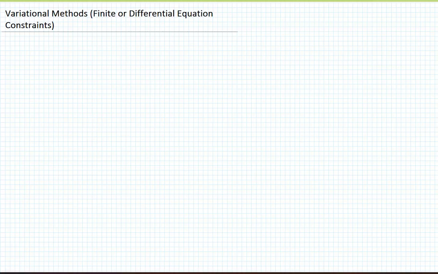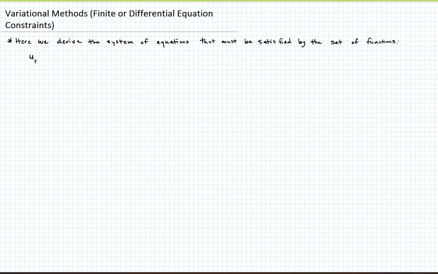So previously we talked about the isoparametric problem, which was optimizing a functional subject to constraints that took on the form of an integral that was equal to a constant. What we want to do in this section is talk about different types of equation constraints that we might put on the functional. So here we're going to derive the system of equations that must be satisfied by the set of functions.